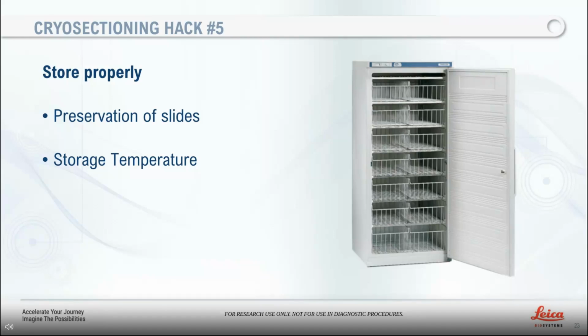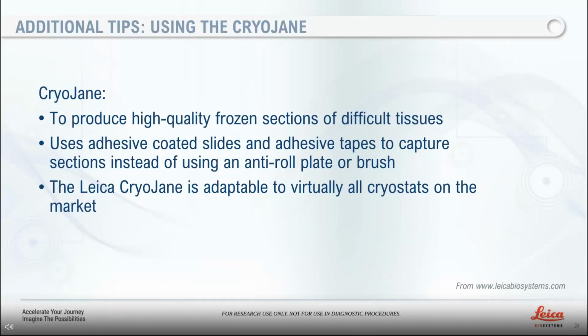Another tip is also an add-on to the cryostat called the CryoJane. The CryoJane transfer tape is a method for cryosectioning that makes it easy to produce high-quality frozen sections from difficult tissues. The CryoJane uses slides coated with an adhesive to help sections stick on the slide instead of the typically used brush. In addition, it can be used with most cryostats.